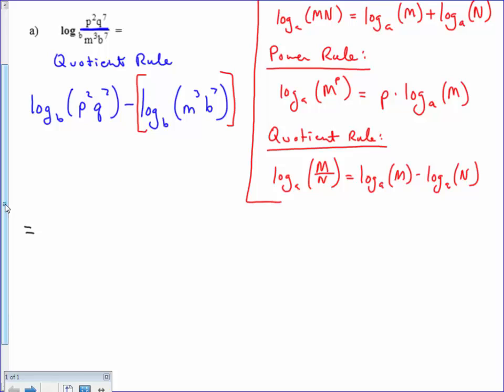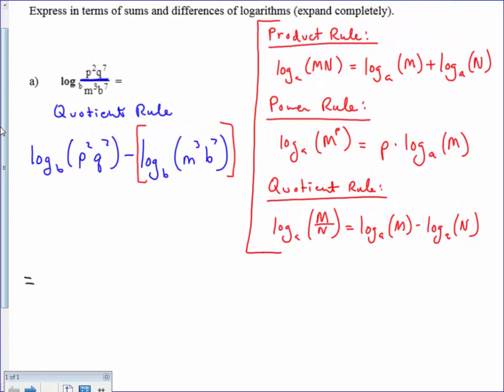Well, I see powers, but I don't see the entire argument having a single power. I see separate powers, so the power rule is out. I see products, and these two different pieces are both products. So we're taking a product here and a product there. So I'm going to use the product rule twice. I'm going to put product rule here and product rule here.